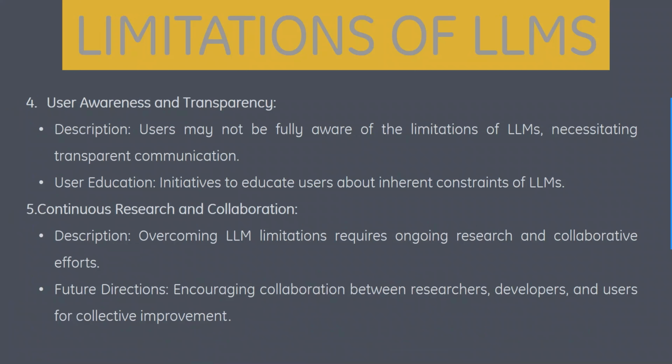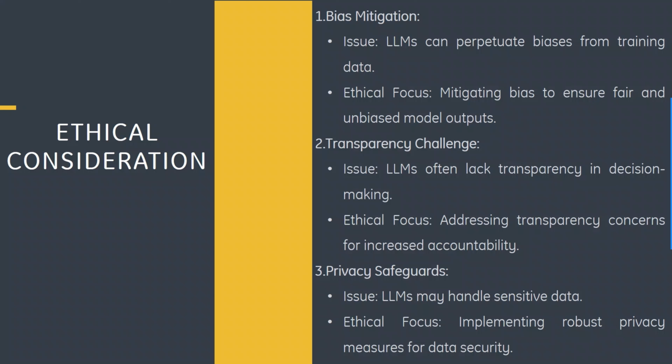Next, we have continuous research and collaboration. Overcoming LLM limitations requires ongoing research and collaborative effort. And then we have future direction, which is encouraging collaboration between researchers, developers, and users for collective improvement. Next, we have ethical considerations. Firstly, we have bias mitigation. The issue with this is that LLMs can perpetuate biases from training data, and the ethical focus is mitigating bias to ensure fair and unbiased model outputs.